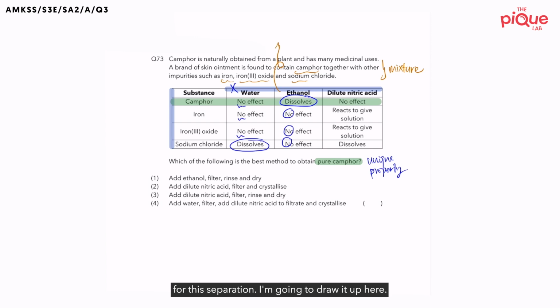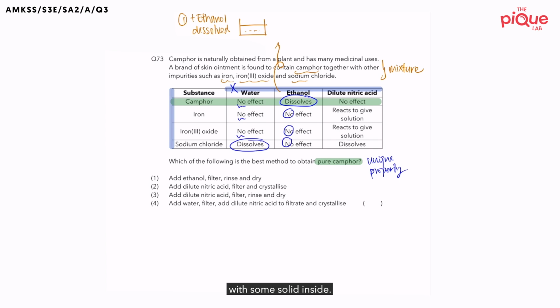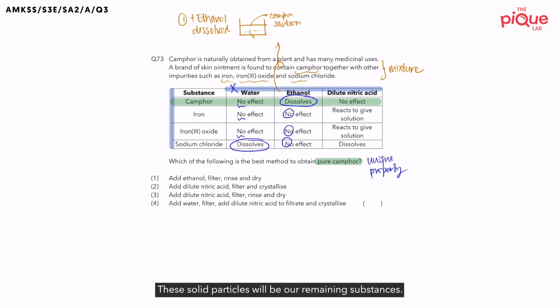I'm going to draw it up here. So the first step is to dissolve with ethanol, right? After we add the ethanol and it has dissolved, what will we get? We will get a mixture with some liquid with some solid inside. What will be this liquid? This liquid will actually be our camphor solution. What about these solid particles here? These solid particles will be our remaining substances.